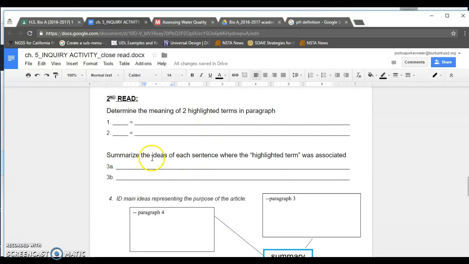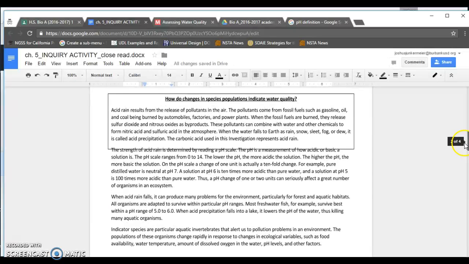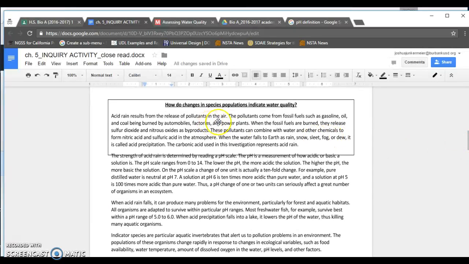All right, here you go. It says summarize the ideas of each sentence where the highlighted term was found. So the goal is to go back where you found one of the words. Like pH is used often, but you could say, let's read the first place. Oh, the pH scale. So the strength of acid rain is determined by reading a pH scale. So you could say, oh, I realize now that pH has to do with hydrogen particles or atoms, and I realize now that acid rain has to do with hydrogen.